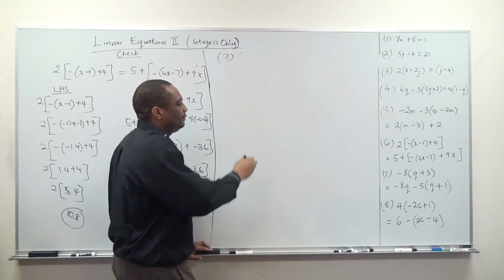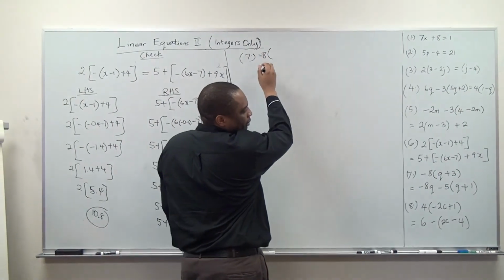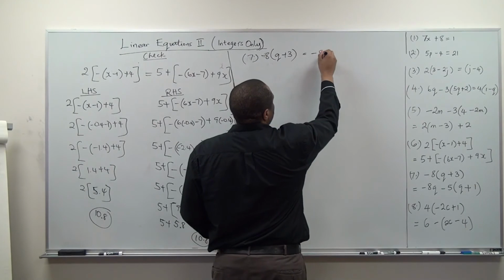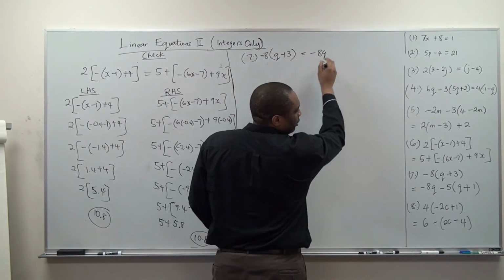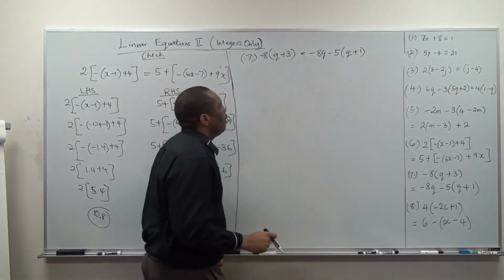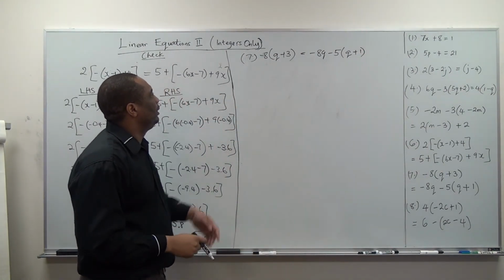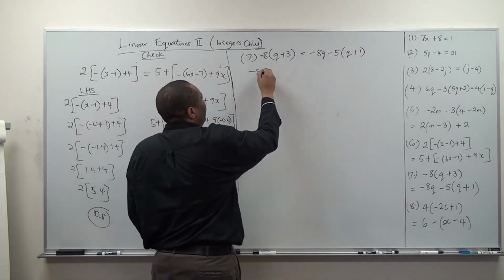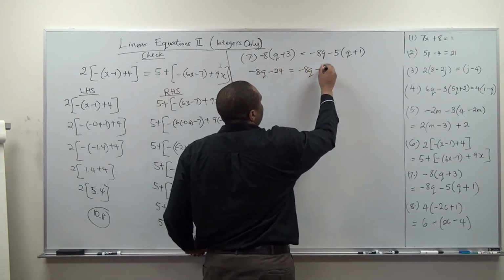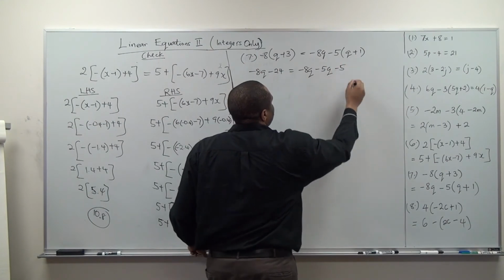Okay. Number 7. Negative 8 into q plus 3 equal to negative 8q minus 5 into q plus 1. Okay. We distribute. This gives us negative 8q minus 24 equal to negative 8q minus 5q minus 5.